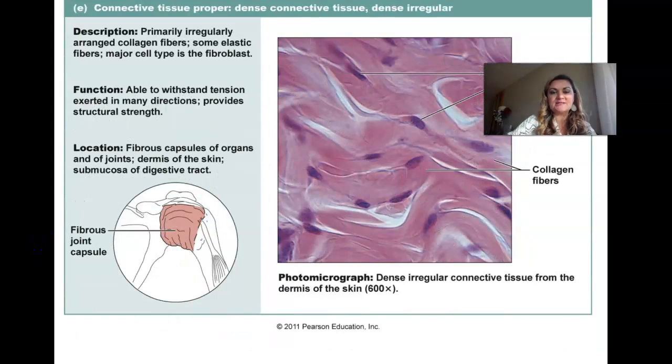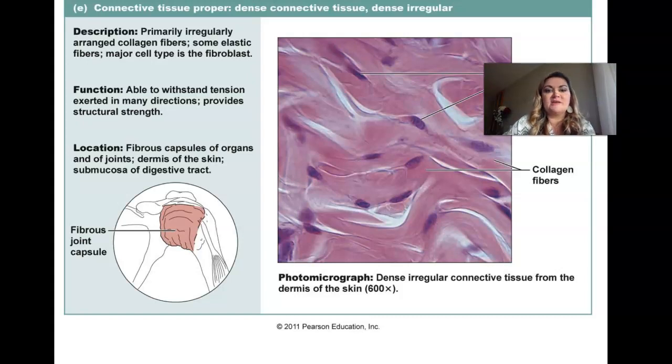The next one is going to be a connective tissue proper, referred to as dense connective tissue, but this one's irregular dense connective tissue. So notice how these collagen fibers are going to be going in all different directions. They're not going in a specific wave-like motion as the other dense regular connective tissue was. So with this one, it's primarily going to contain those collagen fibers. It has some elastic fibers in it, and the major cell type is still going to be a fibroblast that you see there. It's going to be able to withstand tension exerted in many directions, not just one, and it's going to provide structural strength.